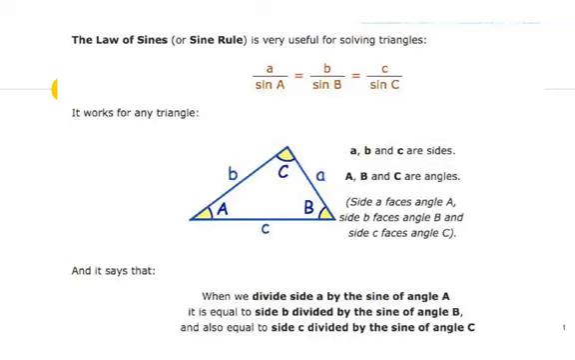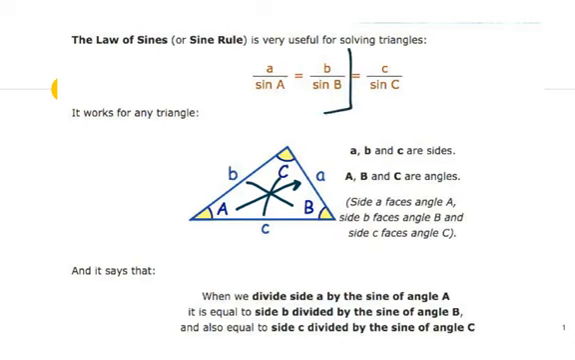So before we get into a practice problem, I just want to briefly review the law of sines. Given a triangle with angles A, B, C and corresponding sides a, b, c, remember, side a is across from angle A, side b is across from angle B, and side c is across from angle C, or as it says here, faces the angle. So keep that in mind because that's really important when we're plugging into our equation.